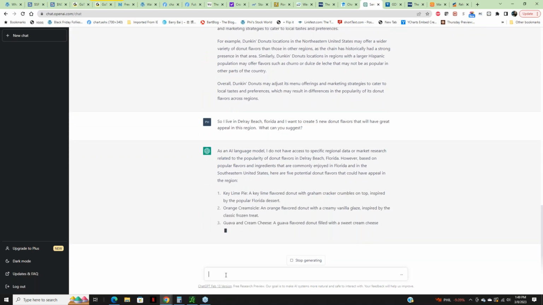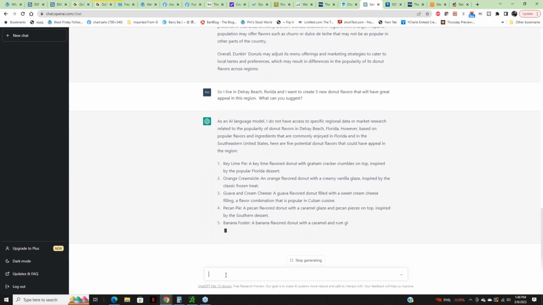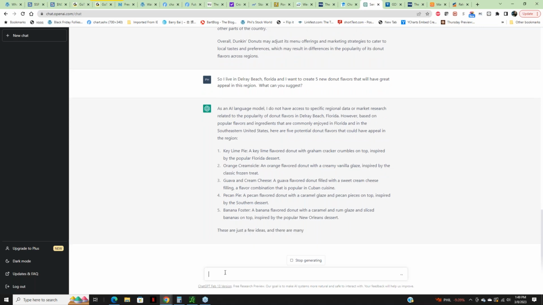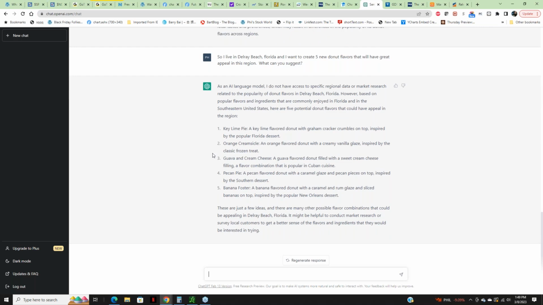He always disparages himself before he starts. Then he comes up with some cool stuff. Oh, these are not bad. Key lime pie, key lime flavored donut. Obviously a great idea, right? Because I'm in Florida. Everybody likes a key lime pie down here. Not me, but key lime flavored donut with graham cracker crumbles on. Wow, he's really thought about this.